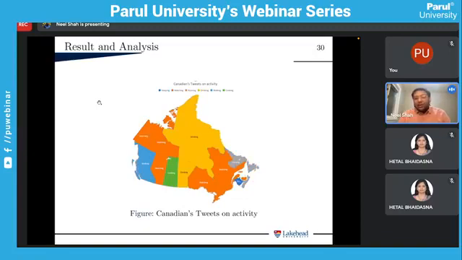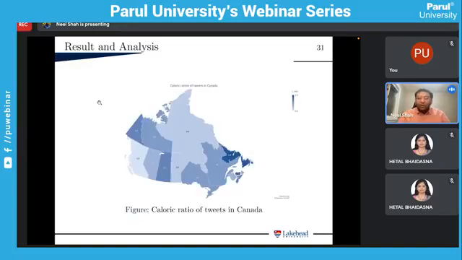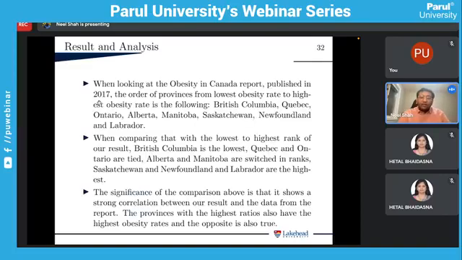When we see the activity, that is also surprising because it says Ontario for watching here. And it is also not a surprise because from both pieces of information, we can say that the caloric ratio of the tweets is really high in Ontario. It's definitely higher in some other regions, but it is quite high in Ontario based on the population. So the results we got are surprisingly amazing.